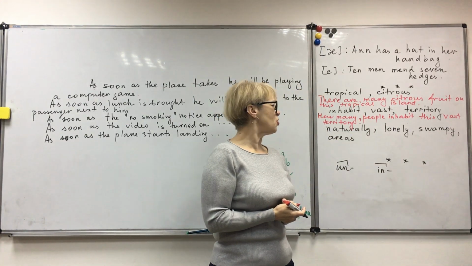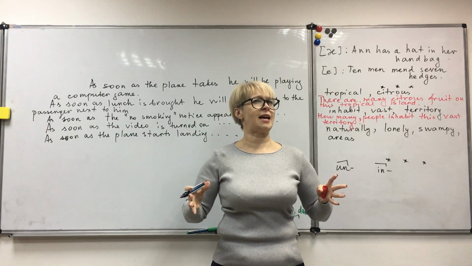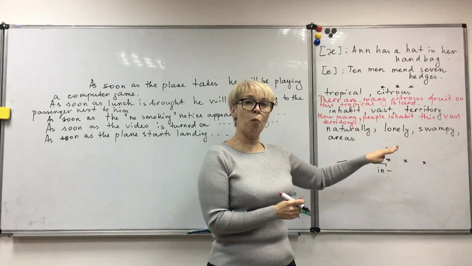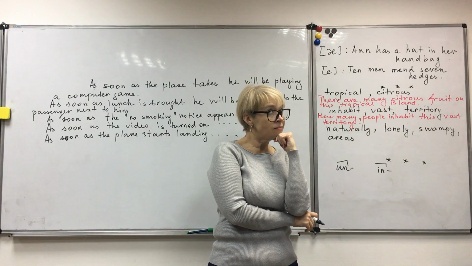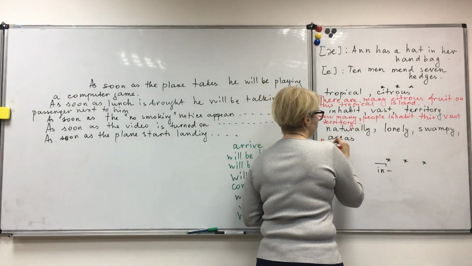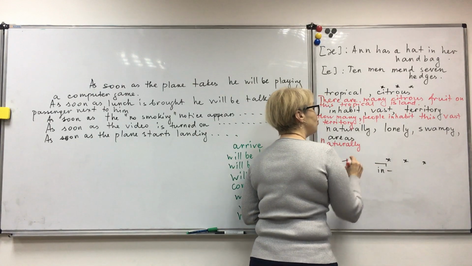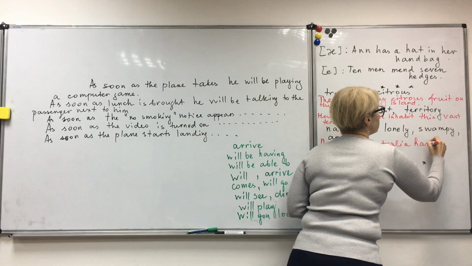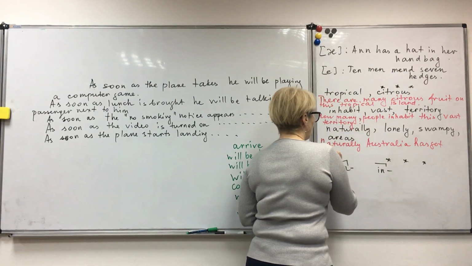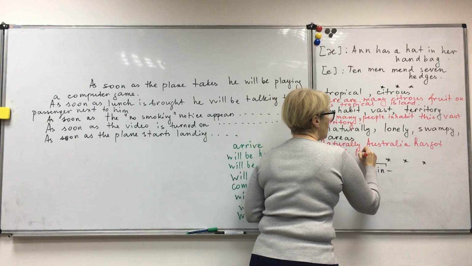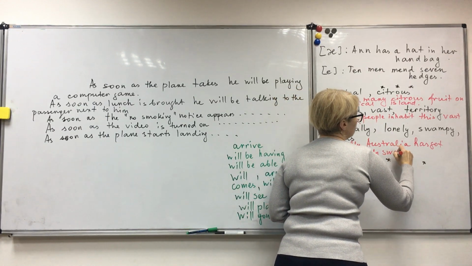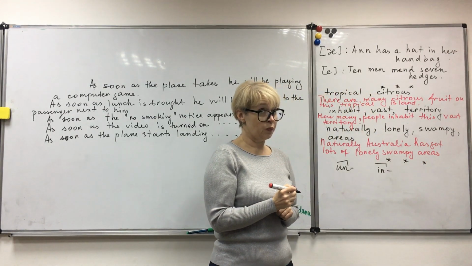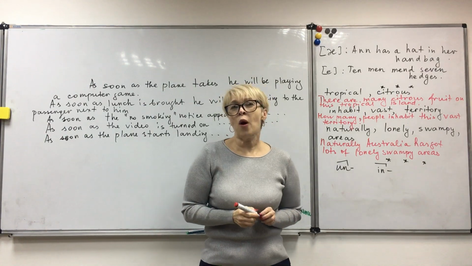And now, as real champions, we are making up a longer sentence with four basic words. Naturally, lonely, swampy, areas. Naturally, Australia has got lots of lonely, swampy areas, which is really true. Friends, the more words the better.